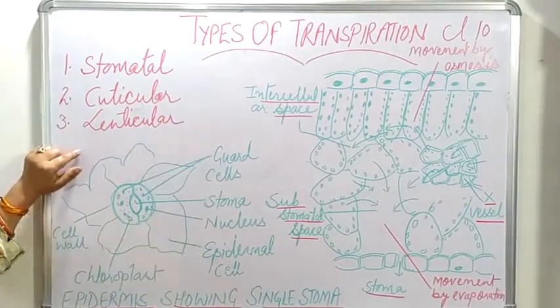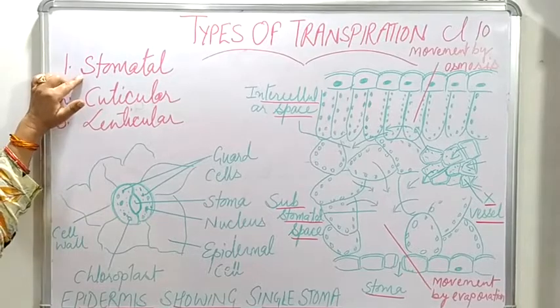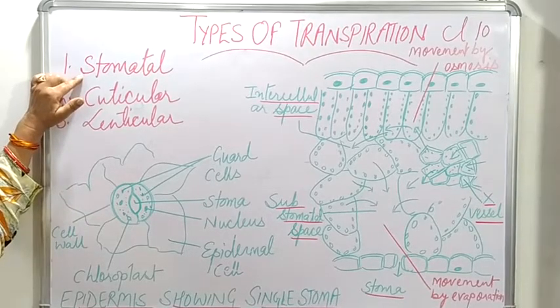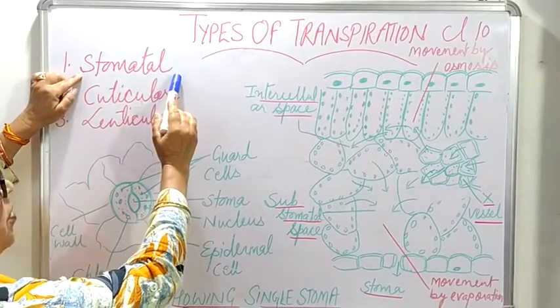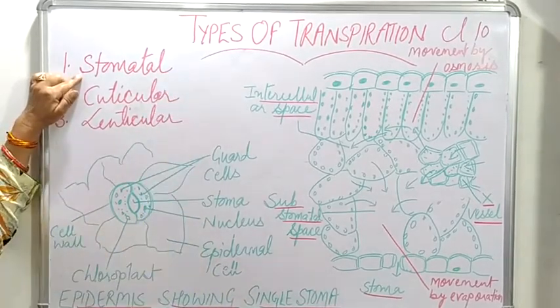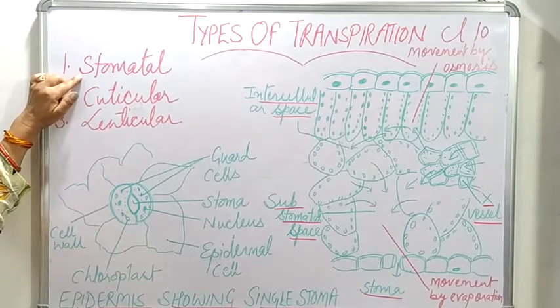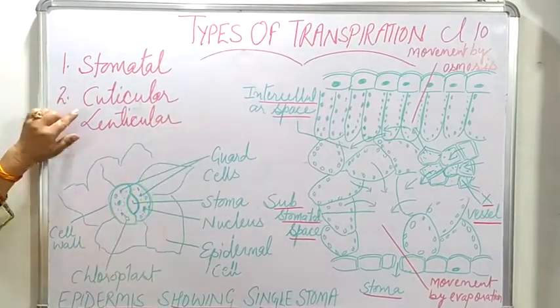What are these three? Stomatal transpiration means transpiration through stomata, and stomata are mainly present on the surface of leaves. So if transpiration is taking place through stomata in the leaves, this is known as stomatal transpiration.